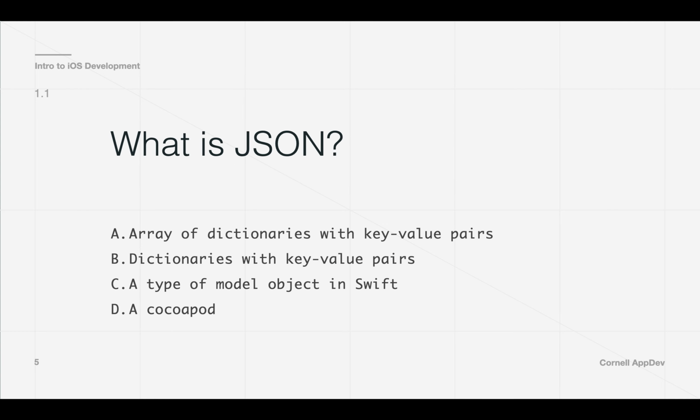The next question is, what is JSON? You'll probably be dealing with JSON a lot throughout all of your networking stuff, so this is a pretty important one. But I'll give you a few more seconds for this as well. And the answer is dictionaries with key value pairs. It's essentially a dictionary the way you would use it in Swift or Python or any language, just using primitive data types.